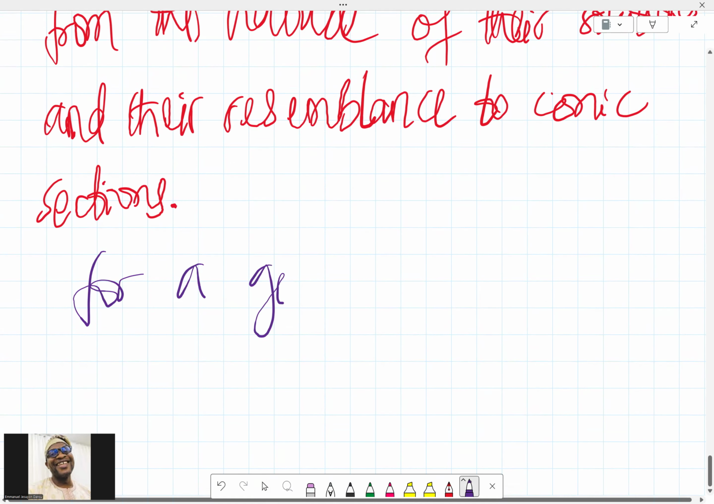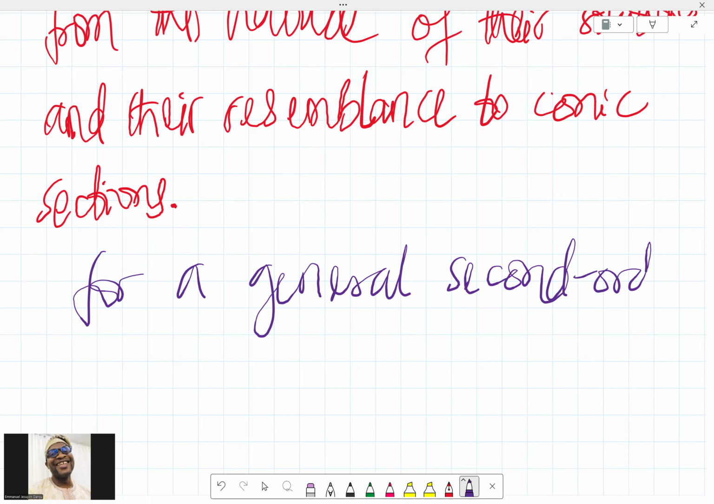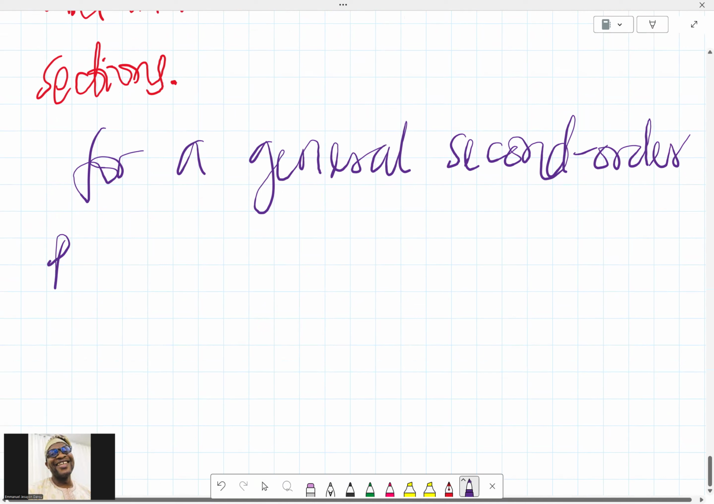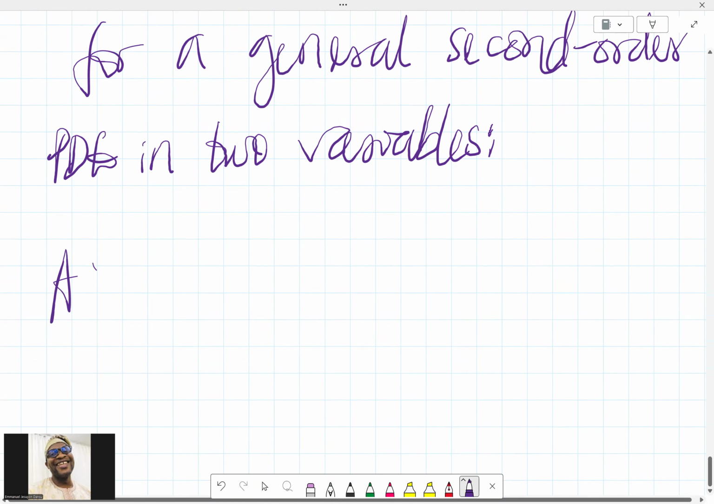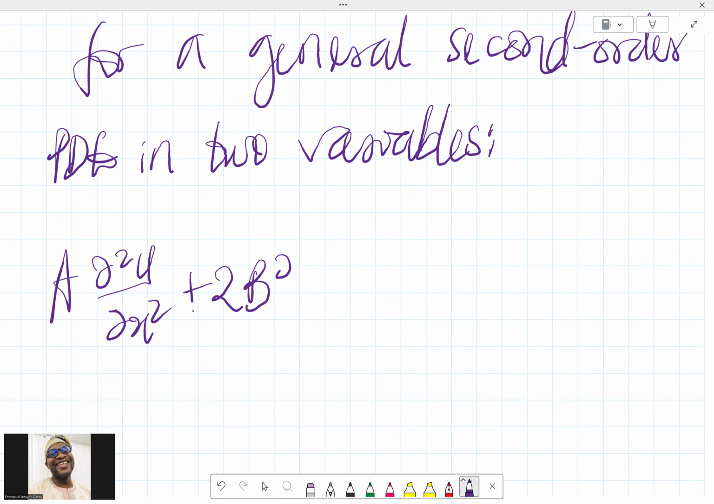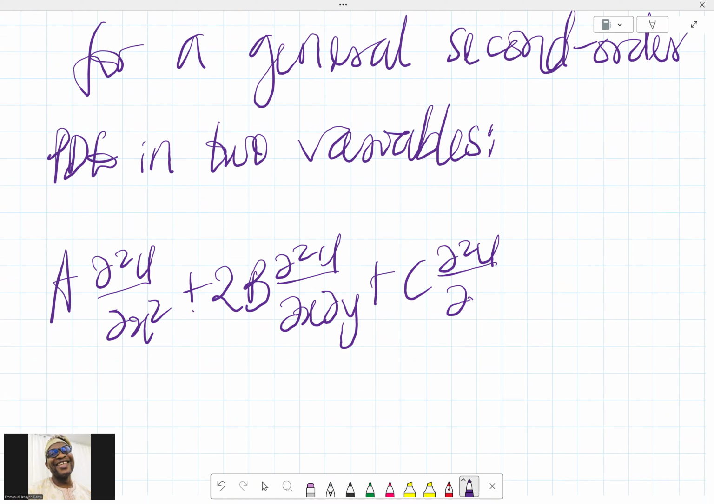All right. So for a general second order PDE in two variables, generally, right? We have a partial squared u partial x squared plus 2b partial squared u partial x partial y, plus c partial squared u partial y squared, plus any other terms that are different from this, whatever, and that is equal to 0.